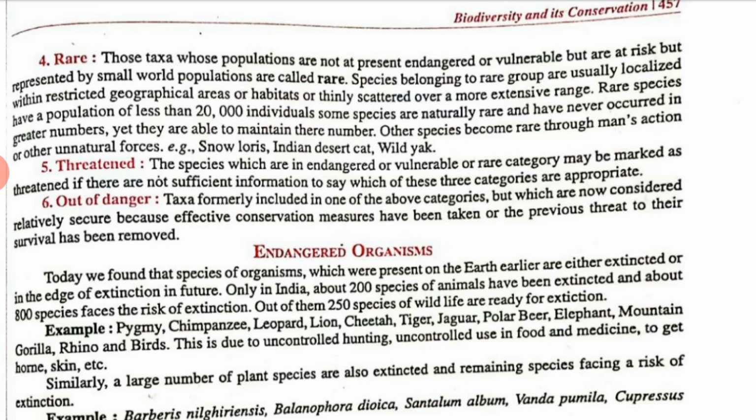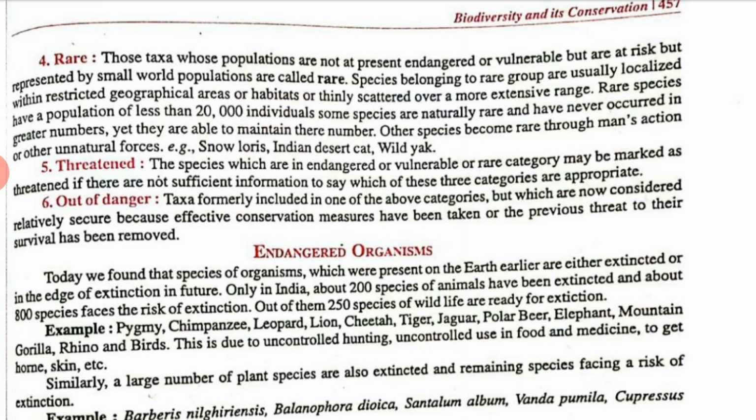Some species are naturally rare and have never occurred in great numbers. Clear? For example, we have the snow leopard, the Indian desert cat, or the wild yak. Clear? Now next we have threatened. What is threatened? The species which are in the endangered, vulnerable or rare category may be marked as threatened, if there is not sufficient information to say which of these three categories is appropriate.